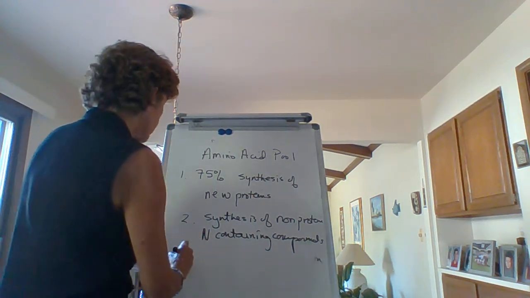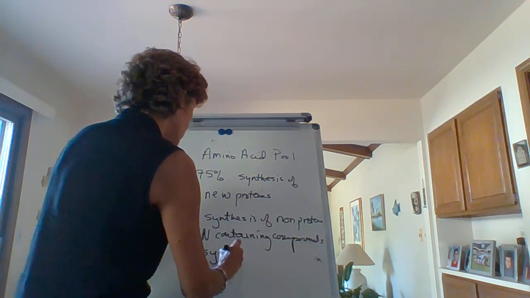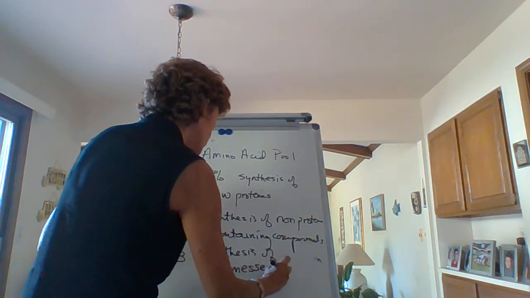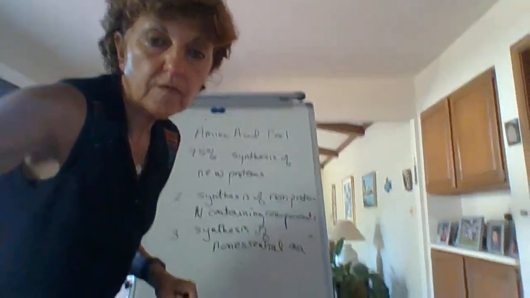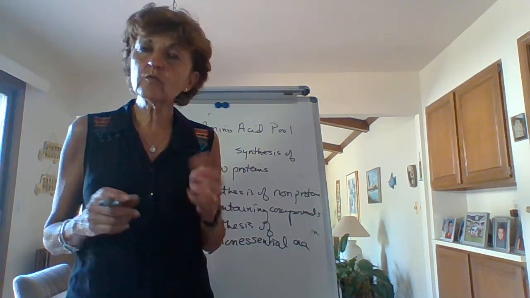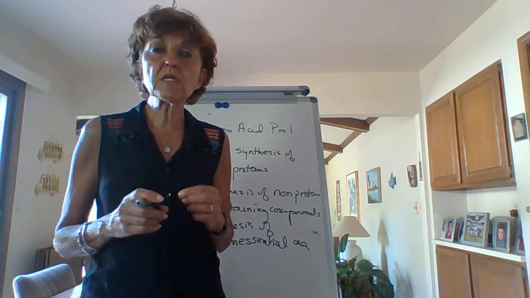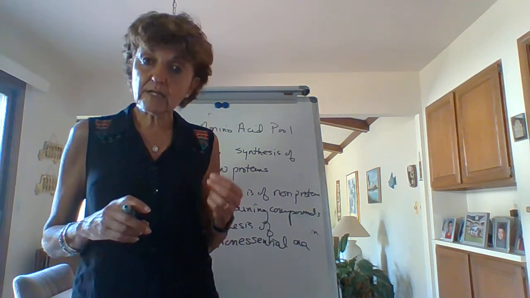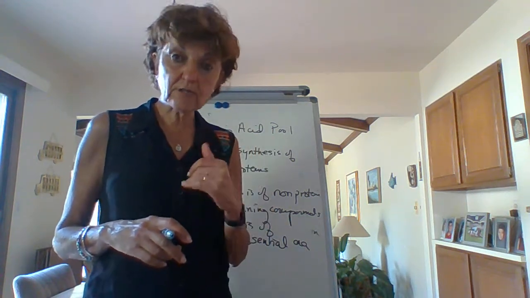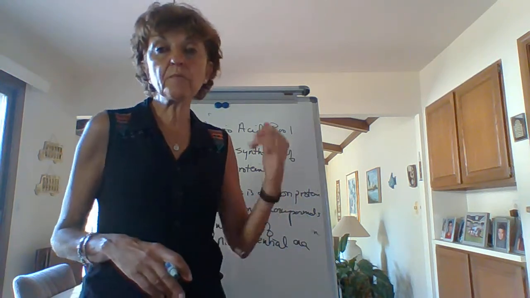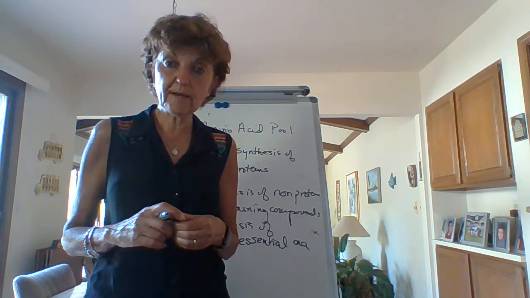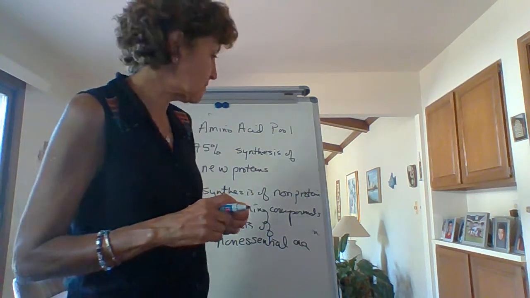Okay, number 3, the synthesis of non-essential amino acids. Your book, this chapter, has a list of the essential amino acids and the list of the non-essential. The word essential doesn't mean important. The word essential just means your body can't synthesize it. So the essential amino acids you have to consume in your diet. And your body can take those essential amino acids and use them to help make the non-essential amino acids. Non-essential amino acids are the amino acids your body knows how to synthesize, okay? And again, you can look at your book and see the list of each.